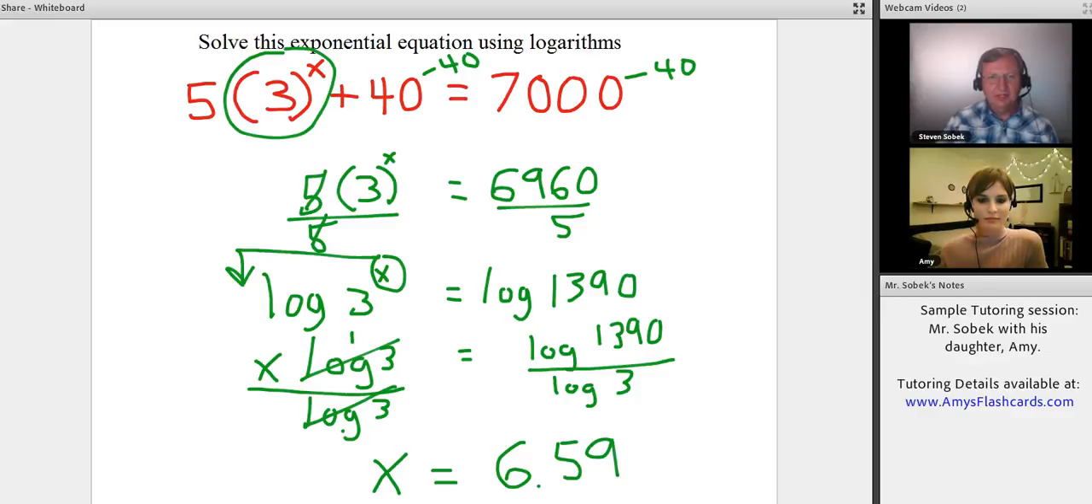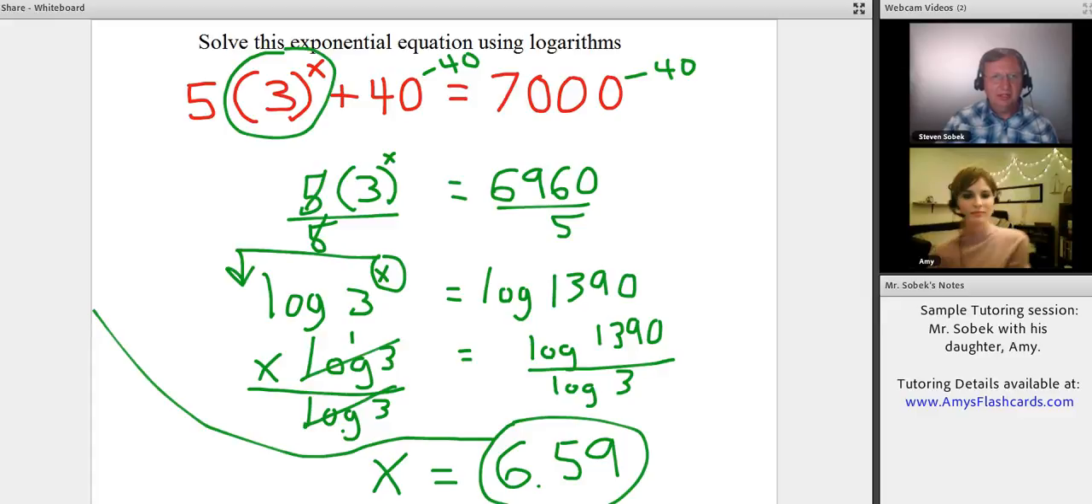That's the solution to the equation, which means that's the value that makes the original equation true. And if you were taking a major test and you had time to check your answer, you would plug that value of x back into here and take 5 times 3 raised to the 6.59 power plus 40 and hope that it worked out to something pretty doggone close to 7,000, affirming the correctness of your solution.